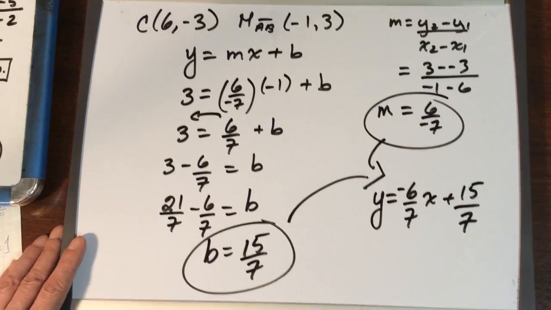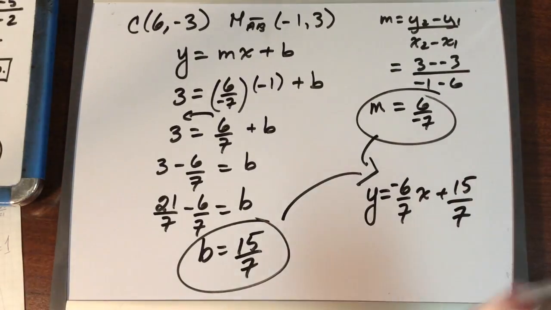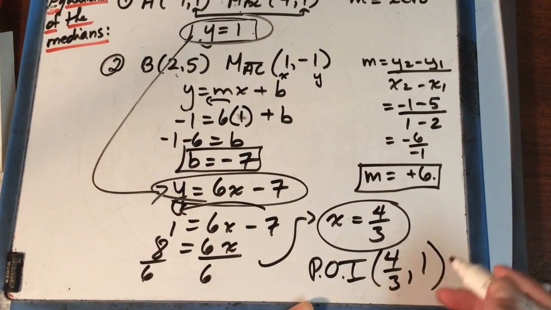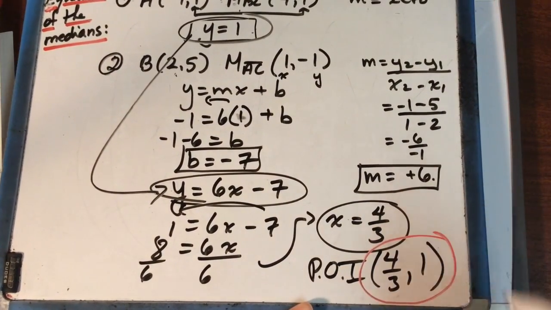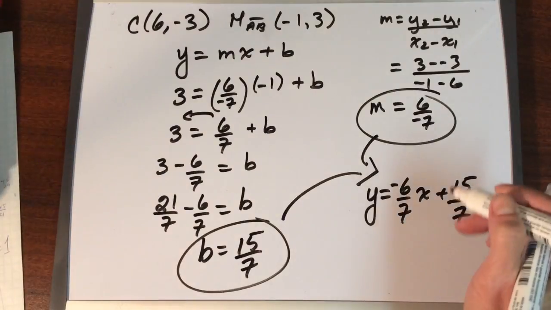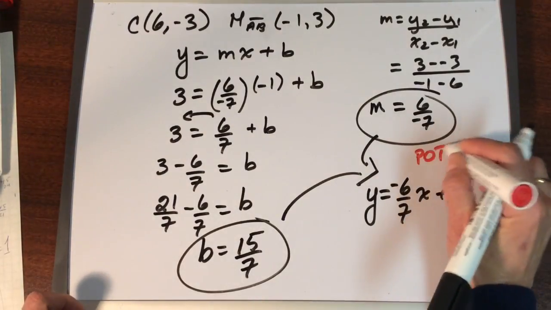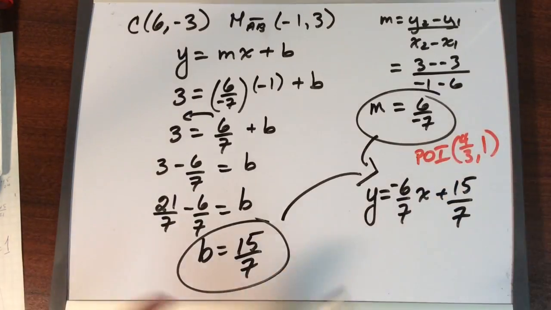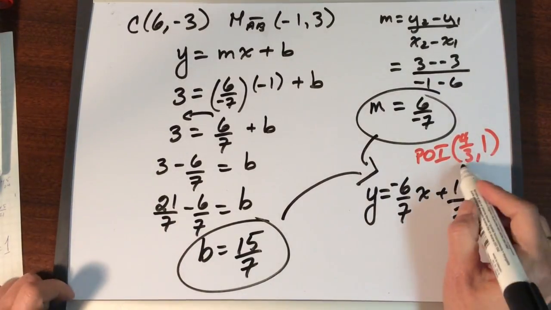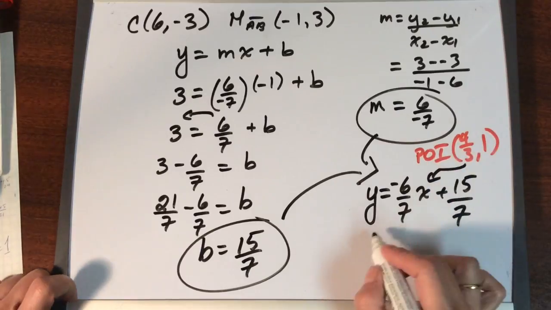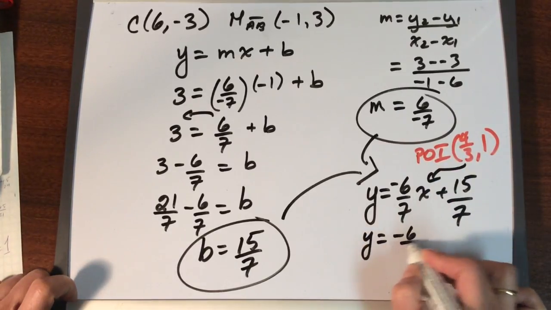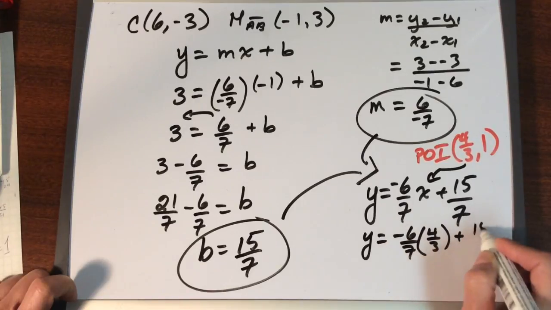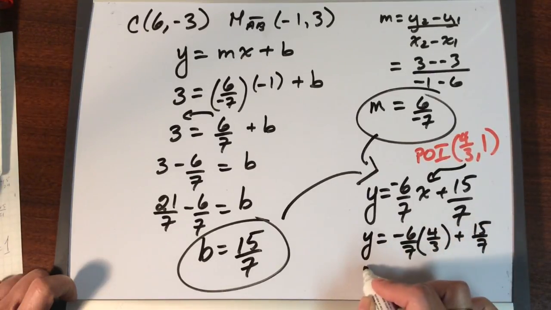Okay, so that's a lot of work, but now what we want to do is plug in our POI. Recall the POI we got was 4 over 3 and 1. We're hoping this is going to work out. So POI, let's write it over here, 4 over 3 and 1. And we're going to plug this in, and hopefully we'll get 1. y is equal to negative 6 over 7 times 4 over 3 plus 15 over 7.